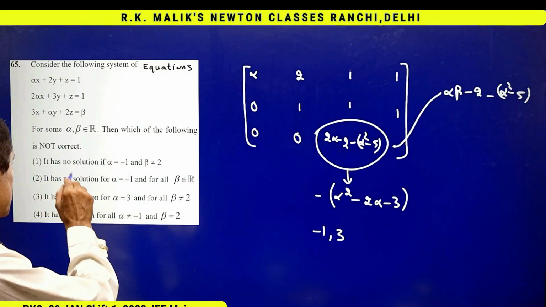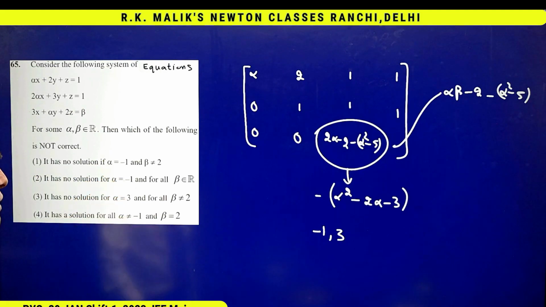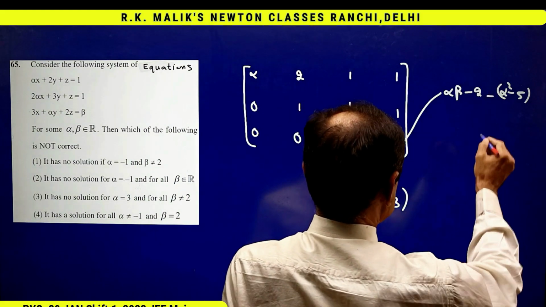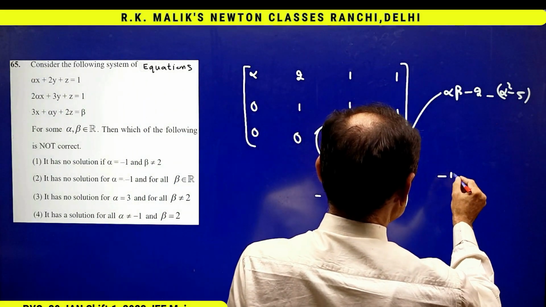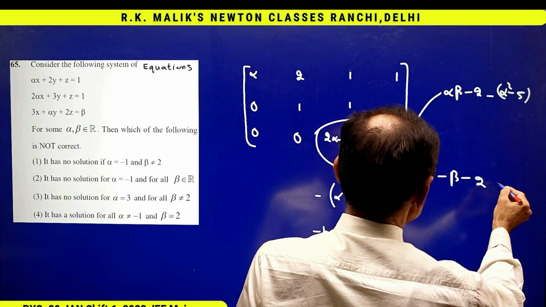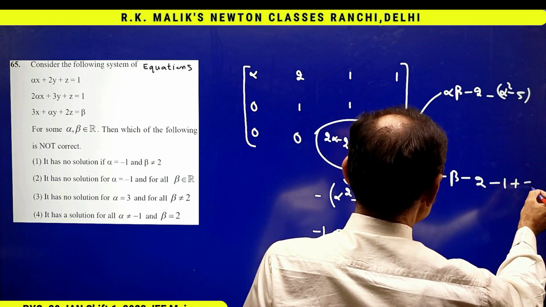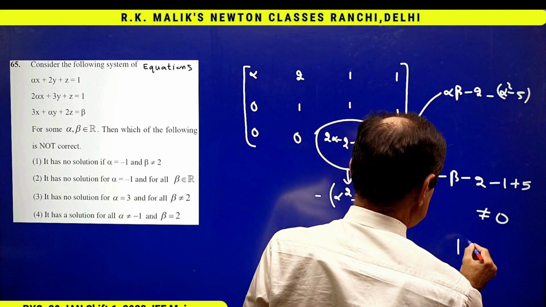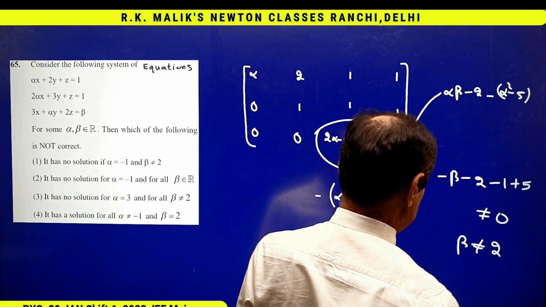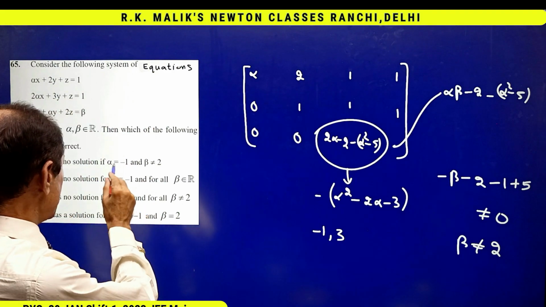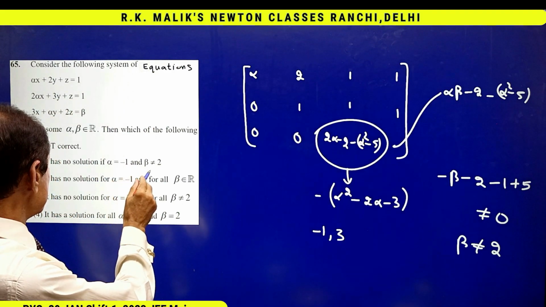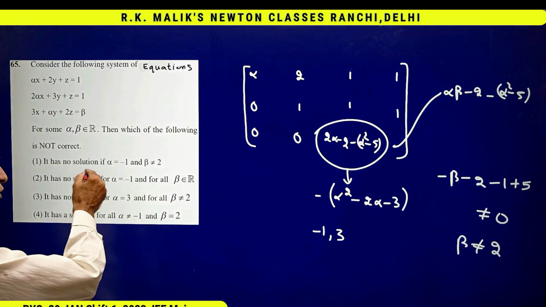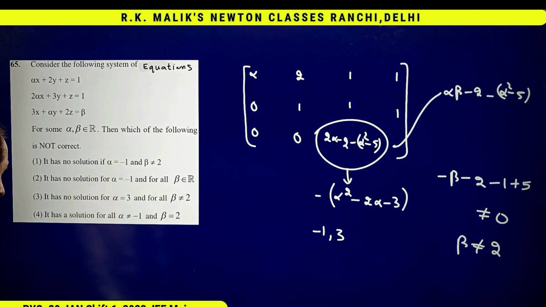Now, first case, if alpha is minus 1, this becomes minus beta minus 2 minus 1 plus 5. This is non-zero, and this means beta is not equal to 2. Hence, if alpha is minus 1, beta is not equal to 2, it has no solution. Hence, information of first choice is correct.